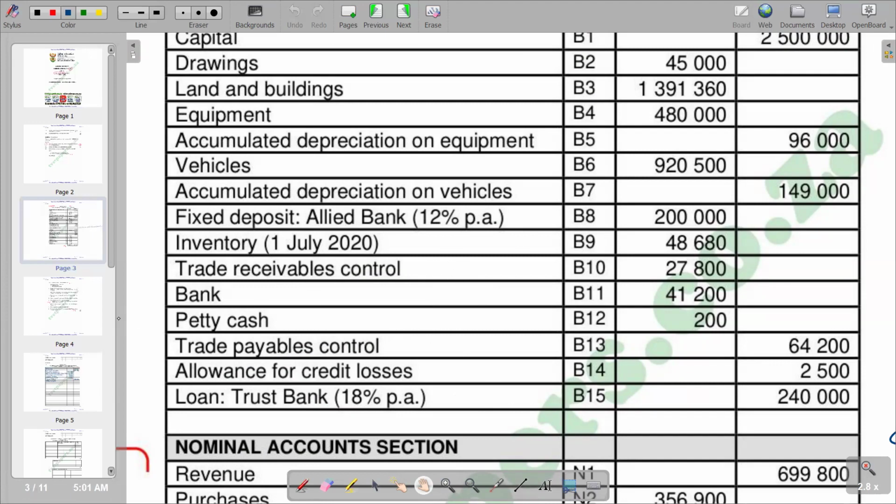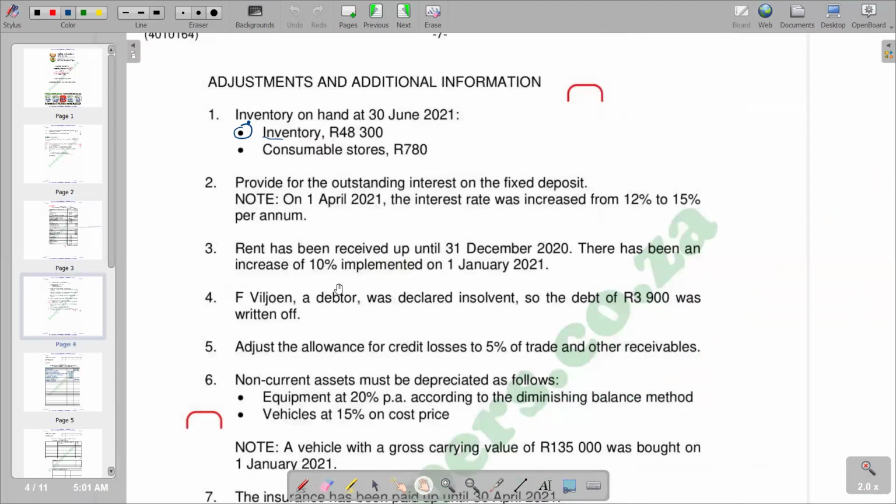So we go to the additional information. Let's see what it is saying about the fixed deposit. Information 2 says: provide for the outstanding interest on the fixed deposit. Note that on 1 April 2021, the interest rate was increased from 12% to 15%. So we calculate 2 different fixed deposit interests, before the increase and after the increase, and then we add the 2 to get the total interest on fixed deposit.